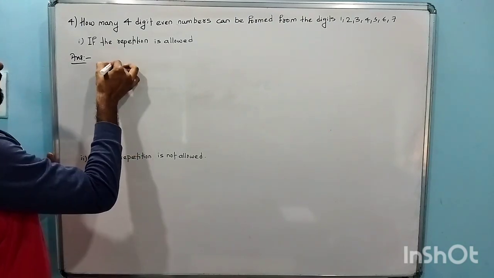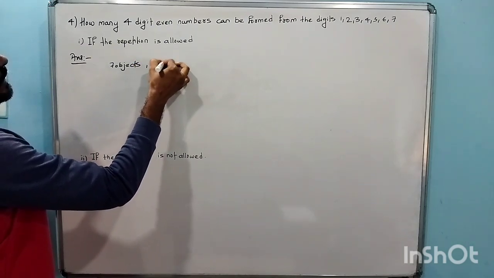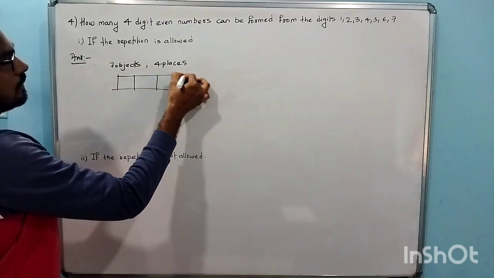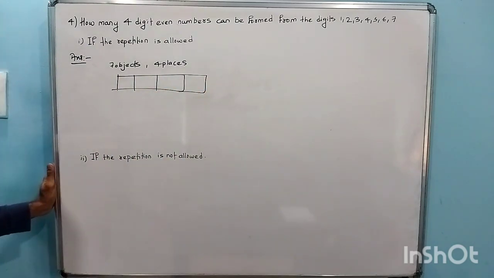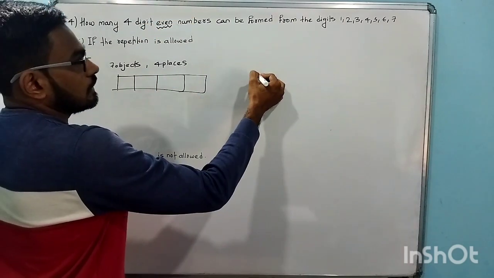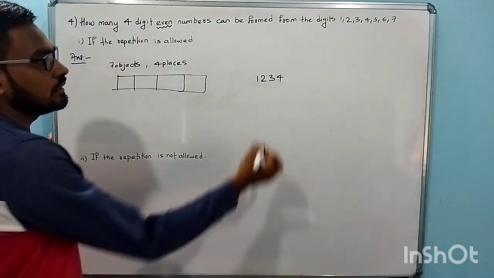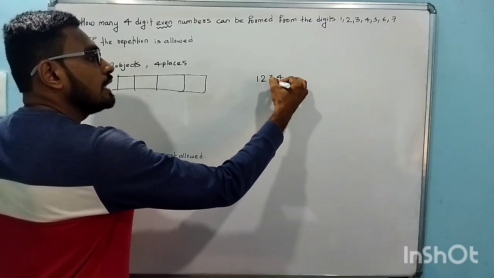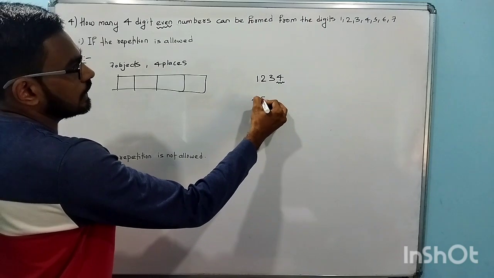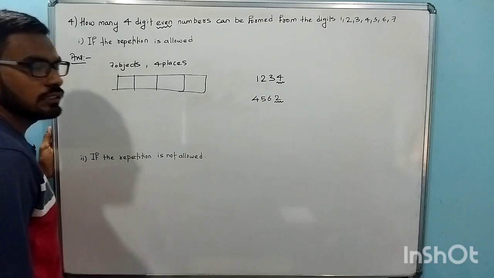Okay, so 7 objects we have and 4 places we have, in short. Okay, so I'll just draw that. Now there is one condition here, that they must be even numbers. Means what? See, for example, 1, 2, 3, 4. Okay, this is an even number. Why? Because the last digit is 4, that is even. But similarly 4, 5, 6, 2. This is an even number, since the last place is even.